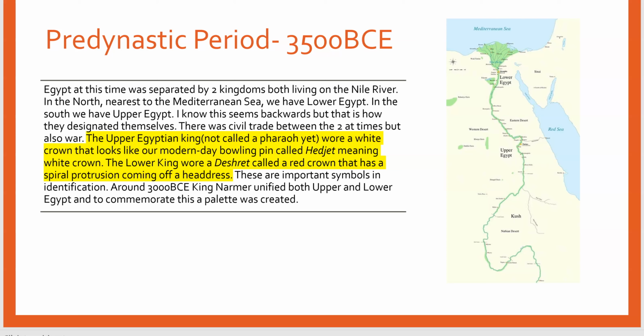The Upper Egyptian king would wear a white crown, and I call it, like, it looks like a bowling pin, but it's called the hedjet, meaning white crown. The lower is called the deshret, which is a red crown and sort of has a spiral protrusion coming off of a headdress. These are the symbols of Upper and Lower Egypt. But they weren't united, and really Egypt doesn't start being considered all of Egypt until around 3000 BCE, when King Narmer here unifies them.